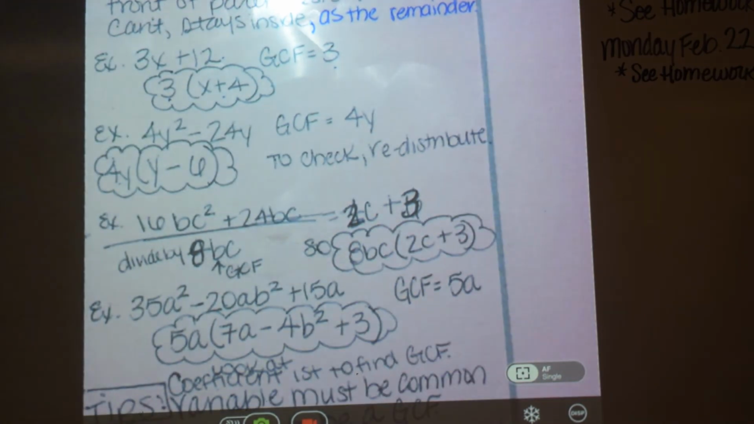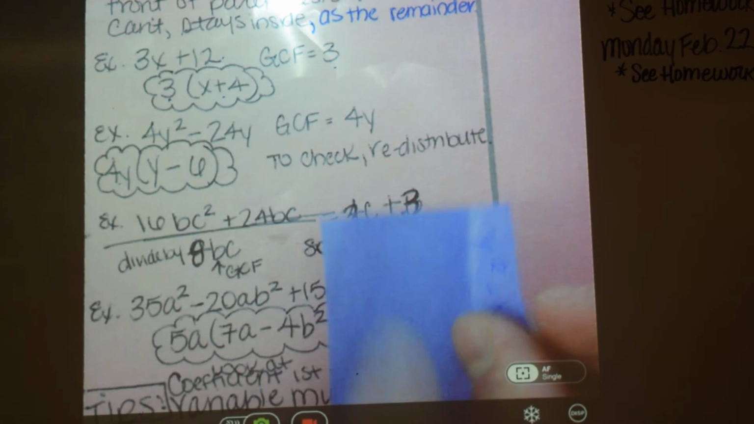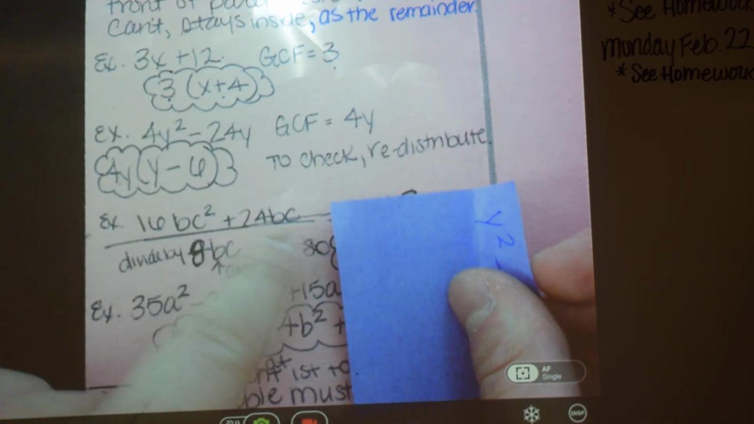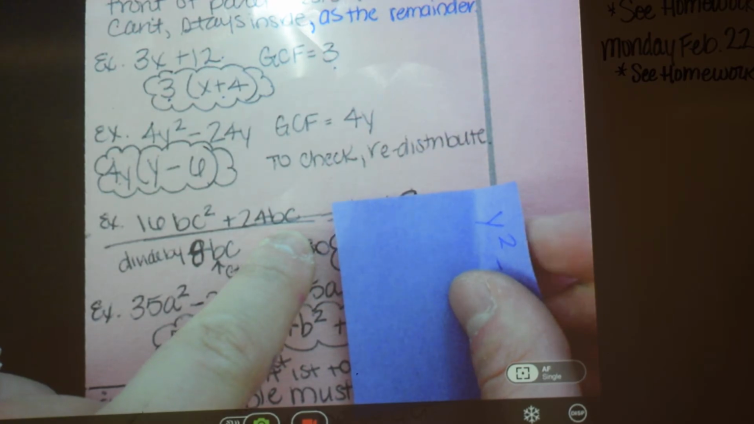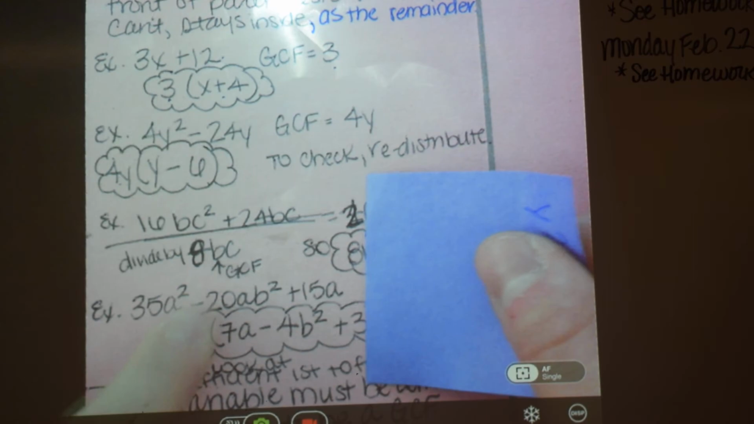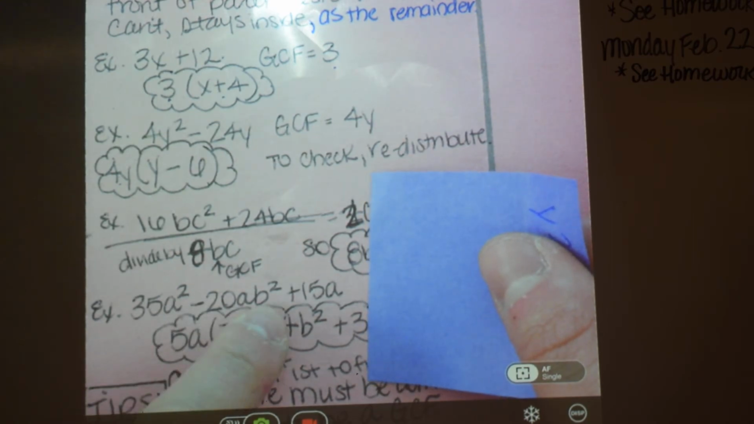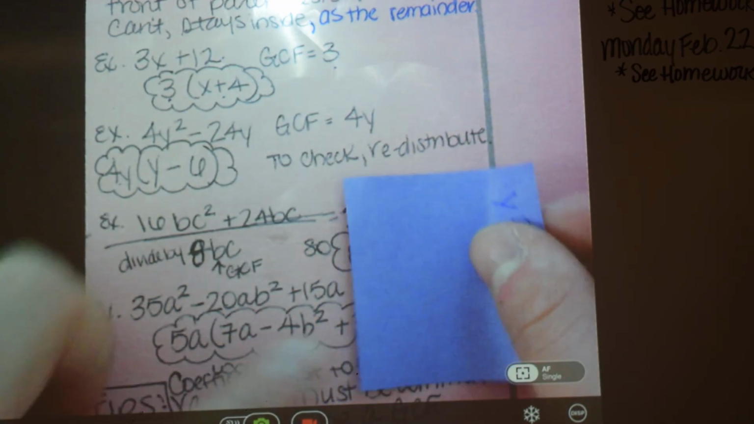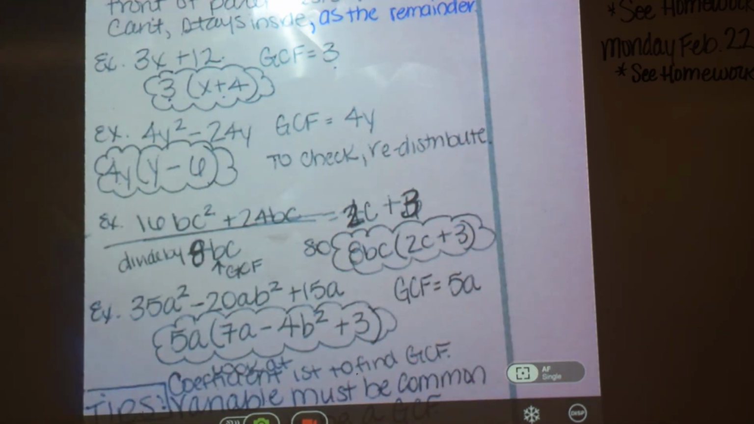Okay, the next one that I want you to try to solve is going to be 16bc squared plus 24bc. And I want you to solve that one, and then 35a squared minus 20ab squared plus 15a. So you're going to factor both of those. And you'll see my answers, but I would like for you to try them on your own.